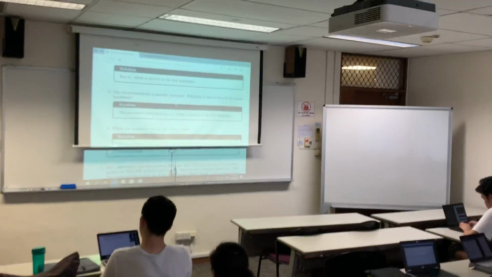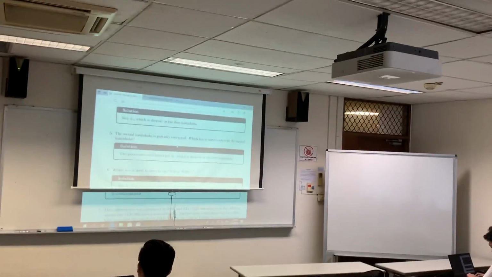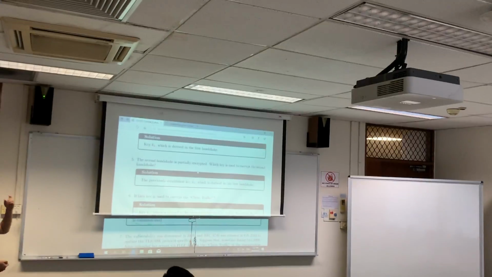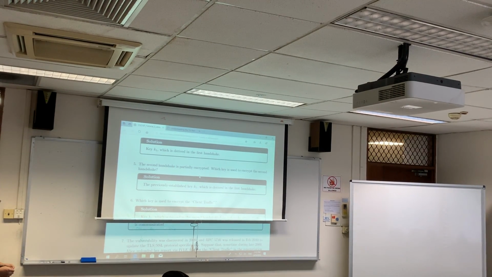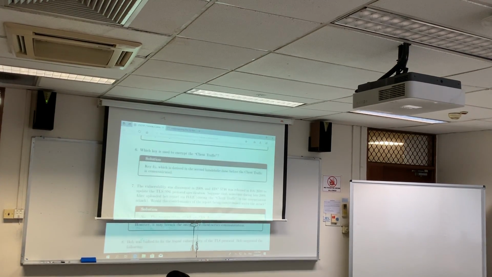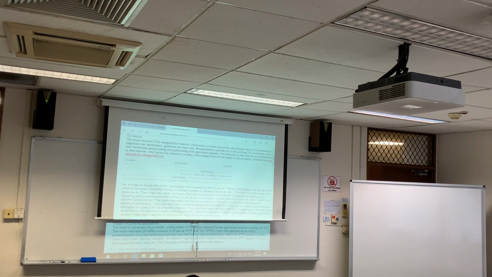So any questions until now? Because you are quite quiet. Okay. So the next question is which key is used to encrypt the client traffic? And as we can know here, for this client traffic, key 2 is used to do the encryption. And key 2 is generated by the handshake between the client and the server. Okay?